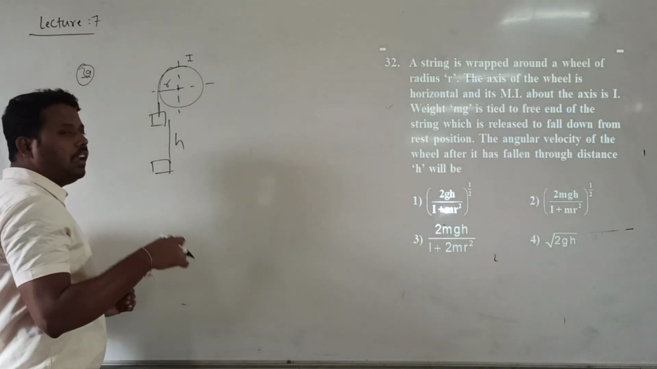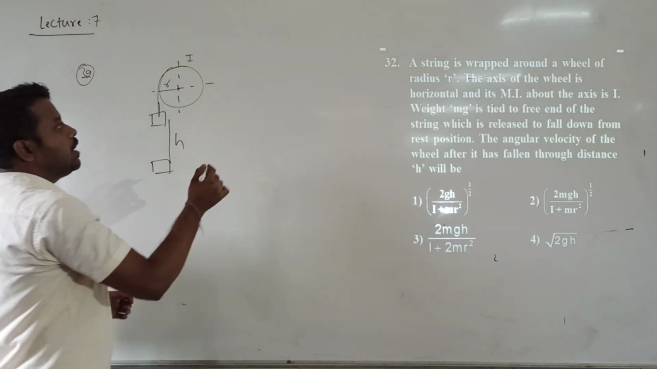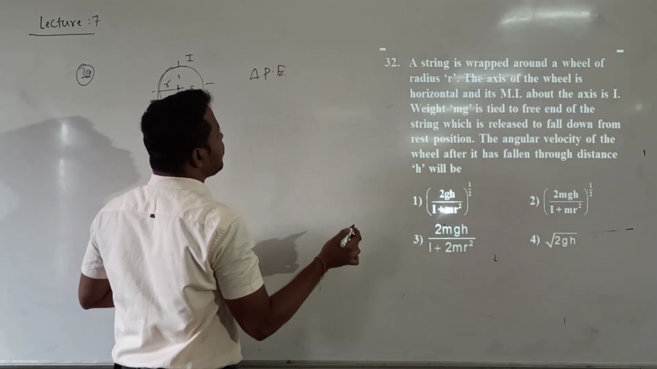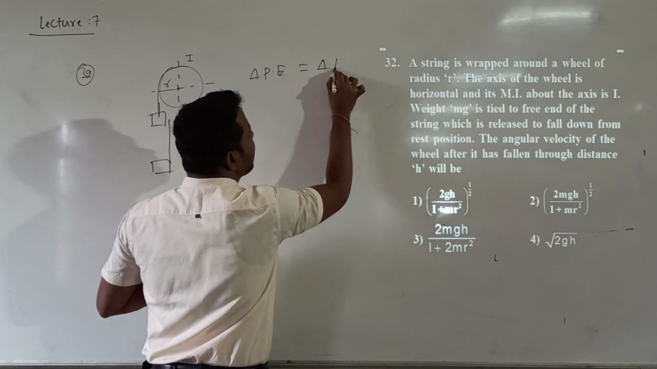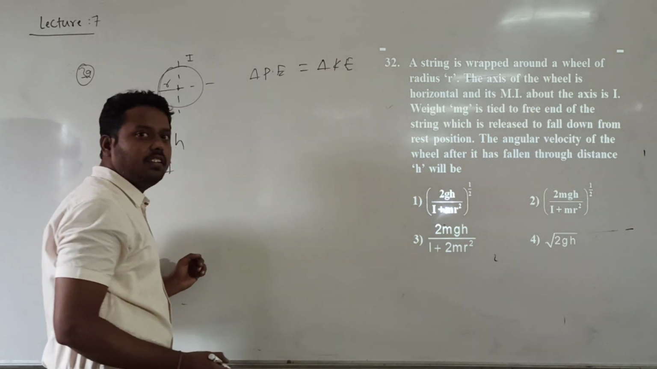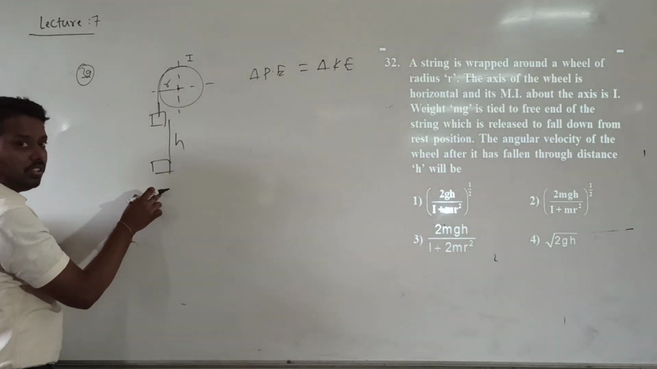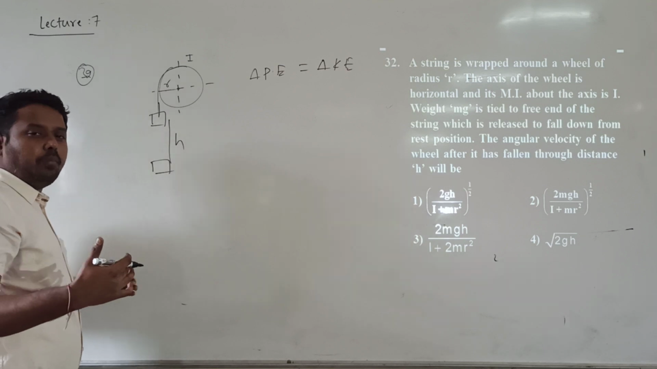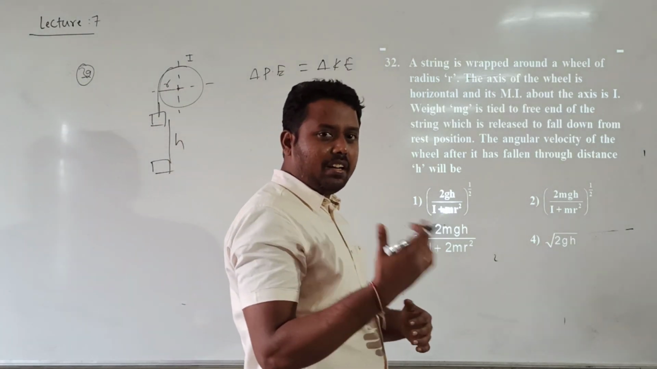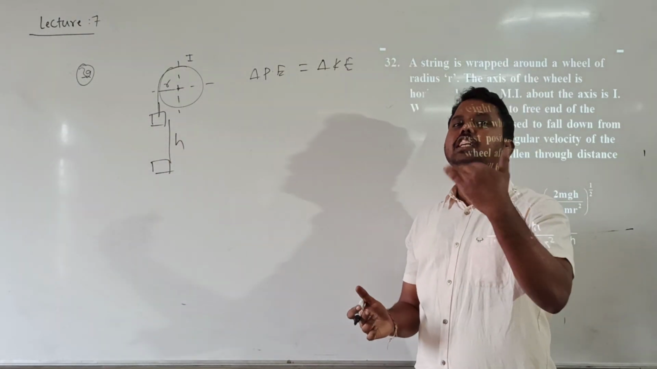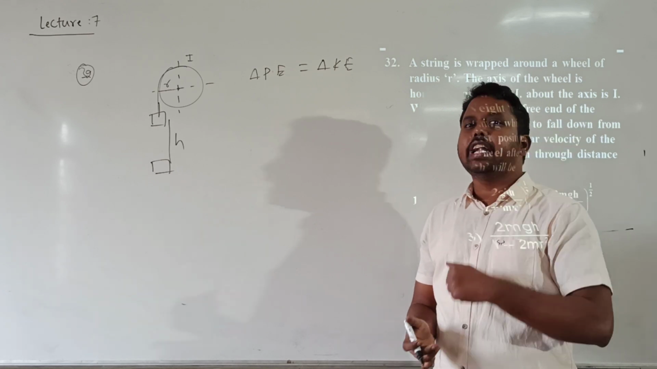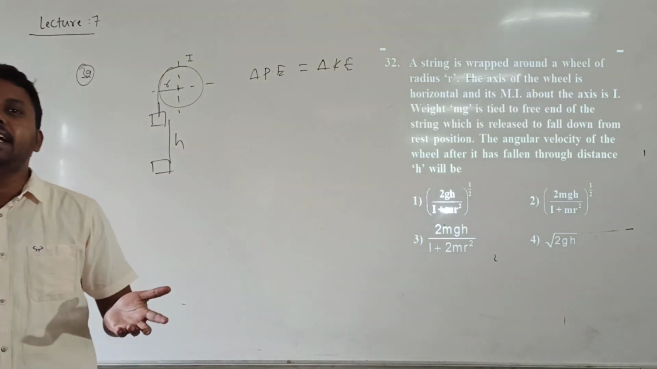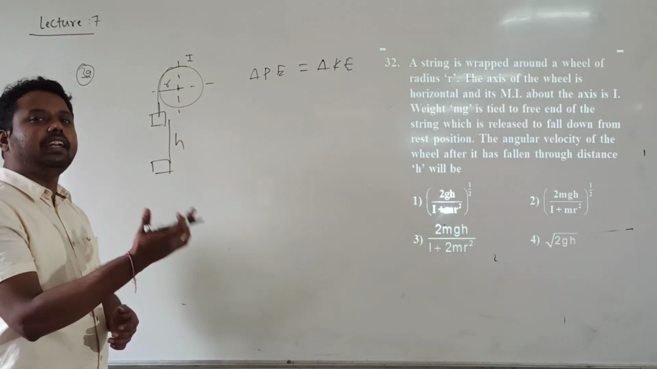Here we will apply the law of conservation of energy. According to the law of conservation of energy, the decrease in potential energy will be equal to the increase in kinetic energy. What happens when the block is falling down? Its potential energy decreases. That potential energy is transferred to the wheel, to which the block is coupled. Energy can neither be created nor destroyed, it can only be transferred.